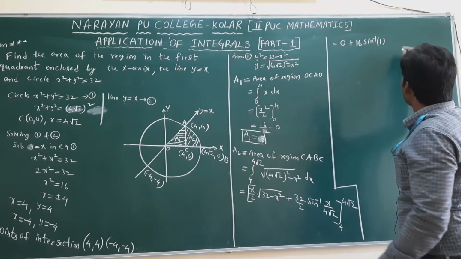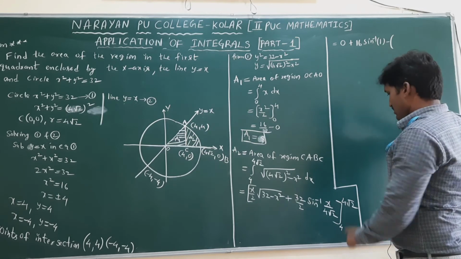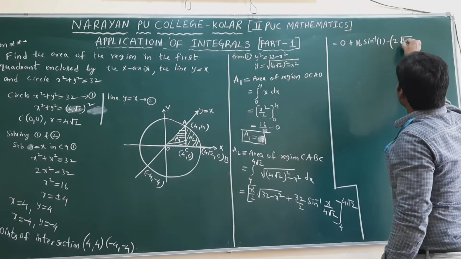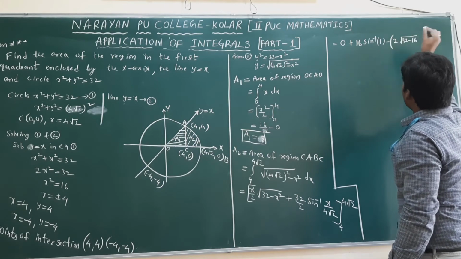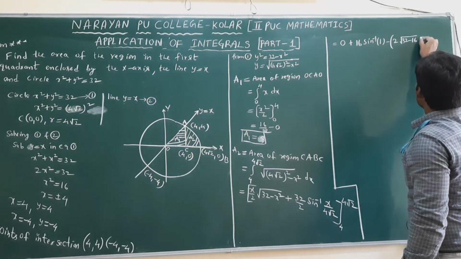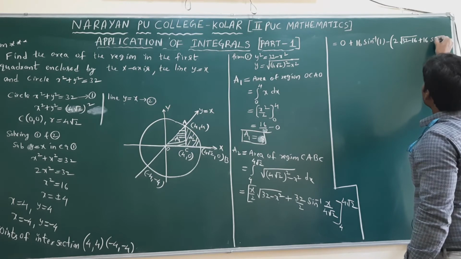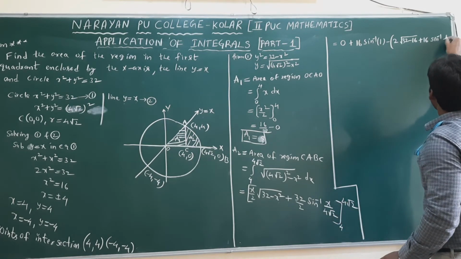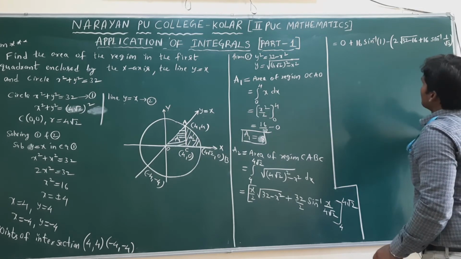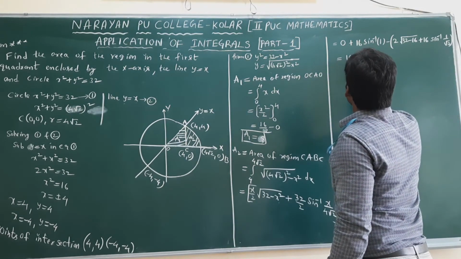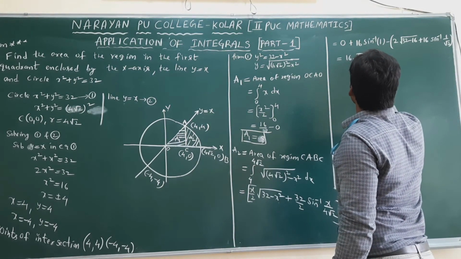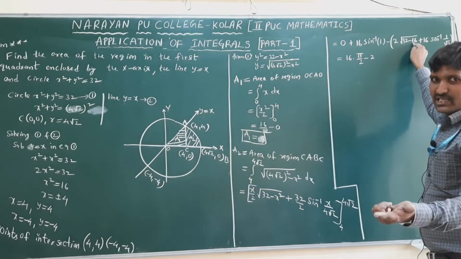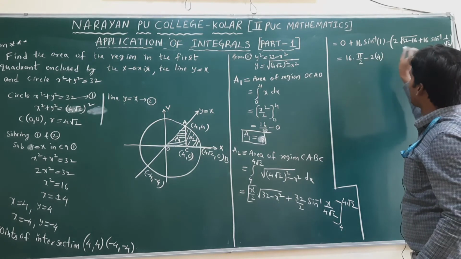Next, the lower limit. 4 by 2, that is 2, root of 32 minus 4 square, that is 16, plus 32 by 2, that is 16, sin inverse of 4 by 4 root 2, that is 1 by root 2. So 16 into sin inverse of 1, that is pi by 2, minus 2 into root of 32 minus 16, that is root 16. Root 16 is what? 4. Directly I am writing.